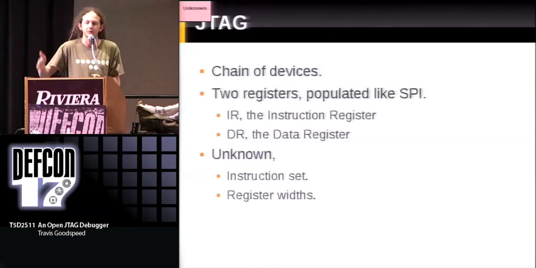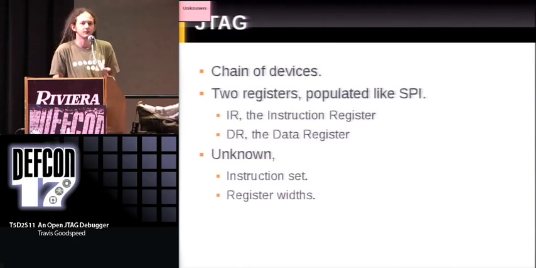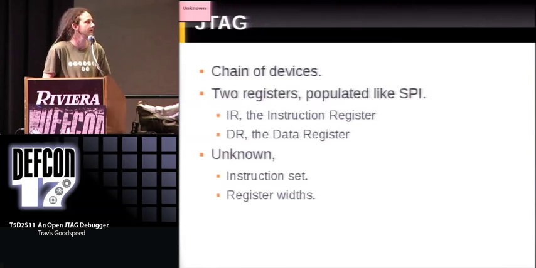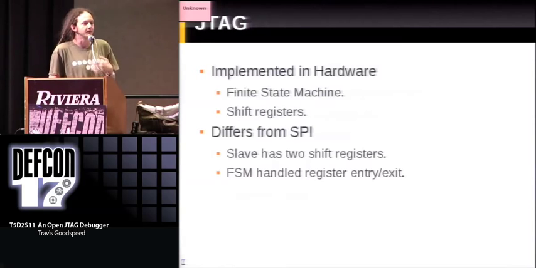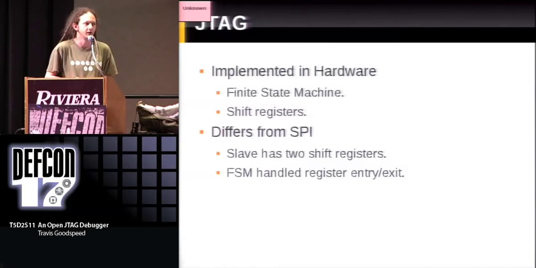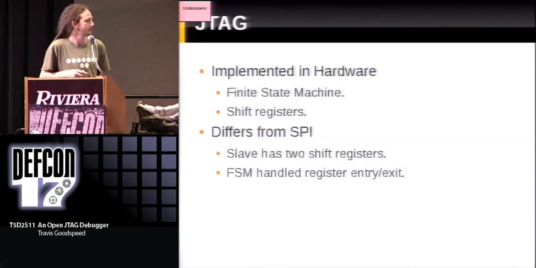You can run it faster or slower, and the slave will automatically match to the master. And you have two registers to populate. You have an instruction register and a data register. You don't know the instruction set, and you don't know the register widths until you actually look up the documentation for a chip, which might be secret. And it's implemented in hardware, so there's no actual program receiving the JTAG sequences on the target device. Instead, it is interpreted by a state machine, and you push your way around the state machine by the TMS line. Let me grab some water.